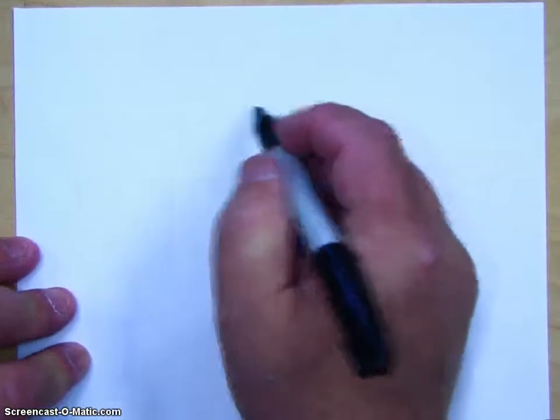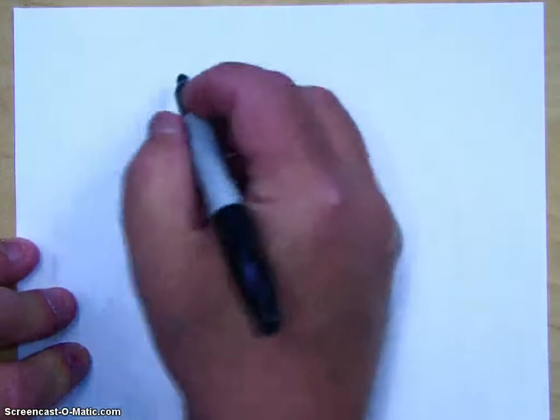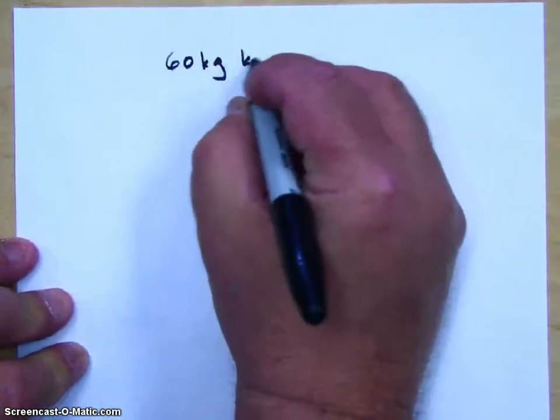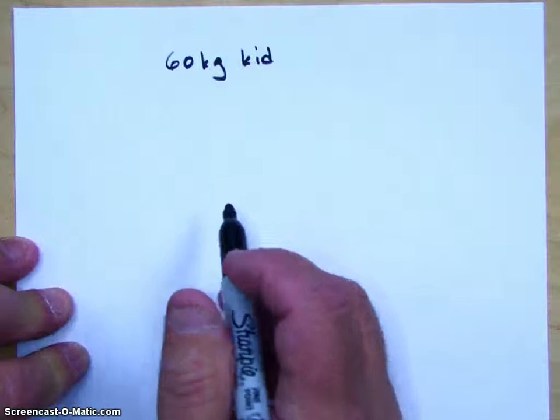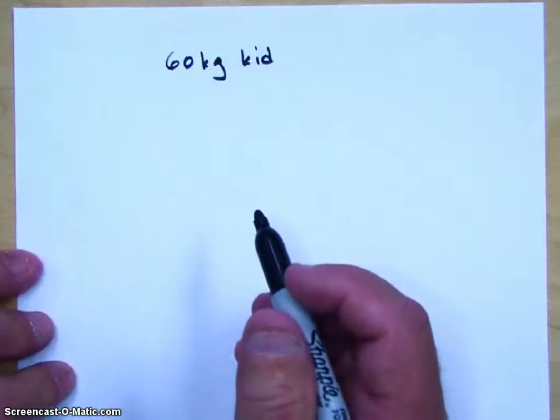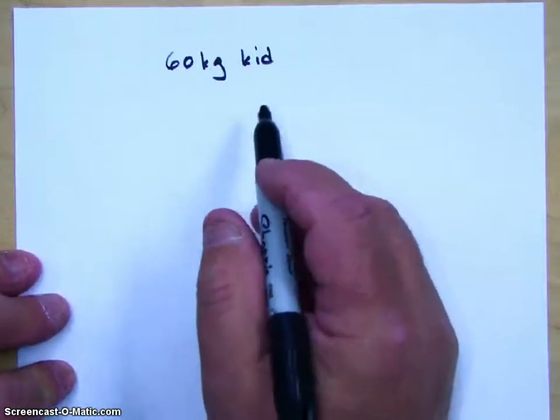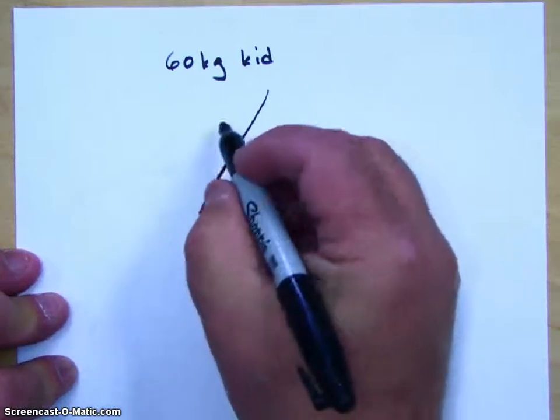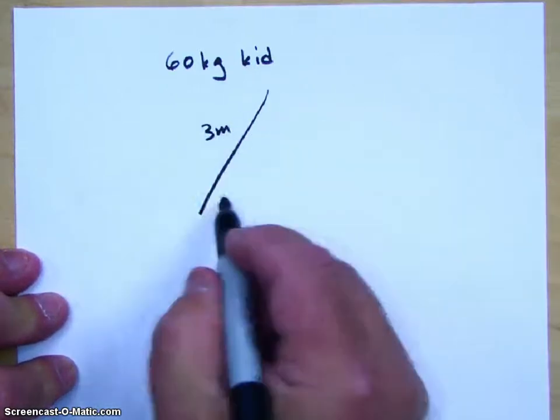Now let's look at a tension problem. This is another common type of problem you can see involving this. Let's have, how about a 60 kilogram kid, swinging at, I'll tell you what, let's figure out how fast they're swinging. We're going to put them on a 3-meter rope. So they're on a 3-meter swing.